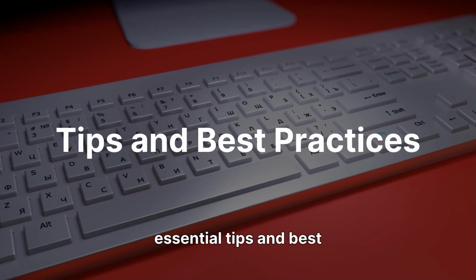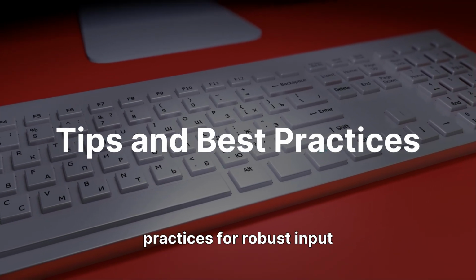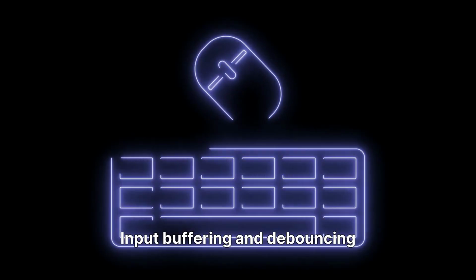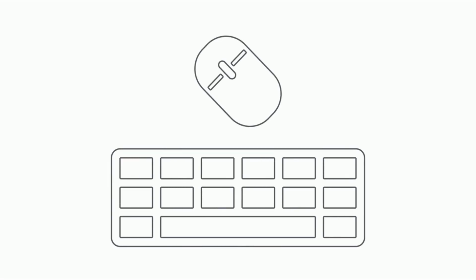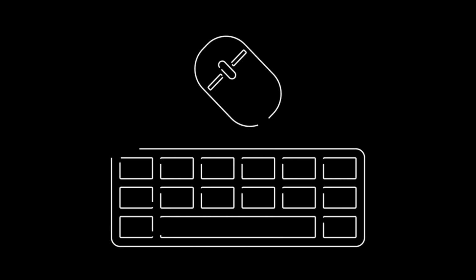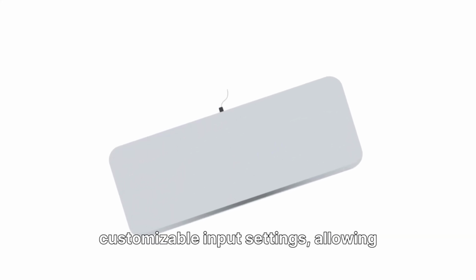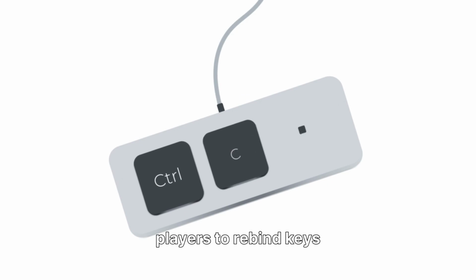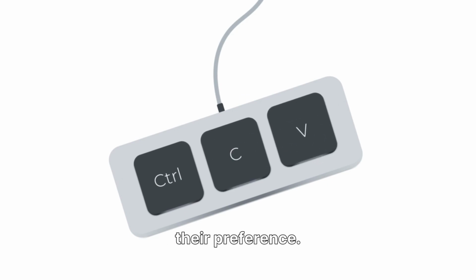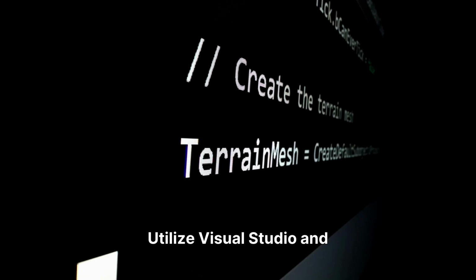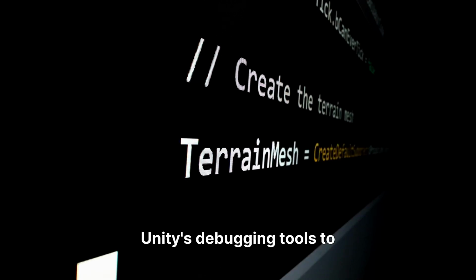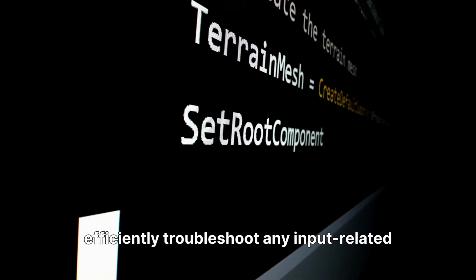Finally, let's cover some essential tips and best practices for robust input handling. Input buffering and debouncing are vital to prevent multiple triggers from a single key press or mouse click, ensuring smooth gameplay. Always aim to create customizable input settings, allowing players to rebind keys and mouse buttons to their preference. The new input system's action maps are excellent for handling input differently across various game states, like menus versus gameplay. Utilize Visual Studio and Unity's debugging tools to efficiently troubleshoot any input-related issues.